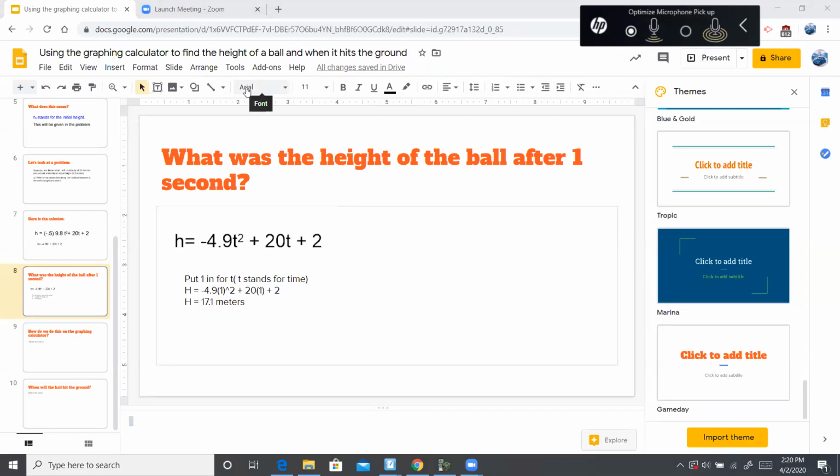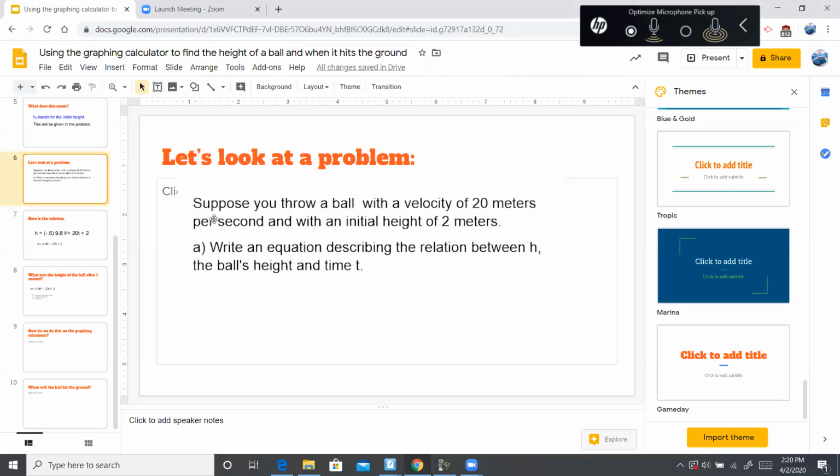Hi guys, today we're going to take a look at how to find the height of a ball and when a ball will hit the ground. I have this PowerPoint here for you guys. If you take a look, this is the question that we have.